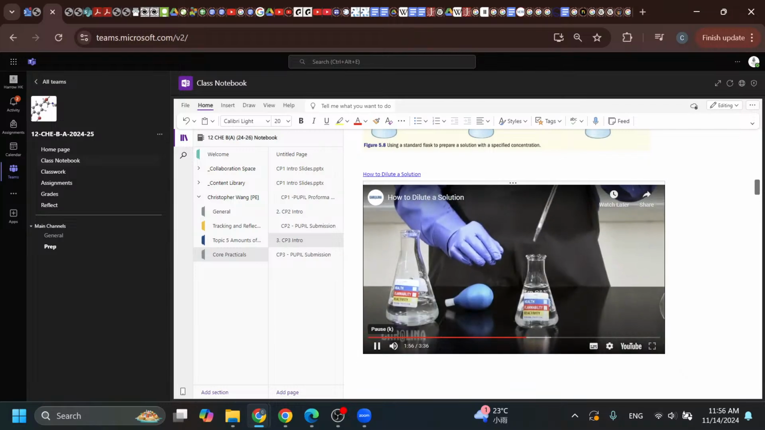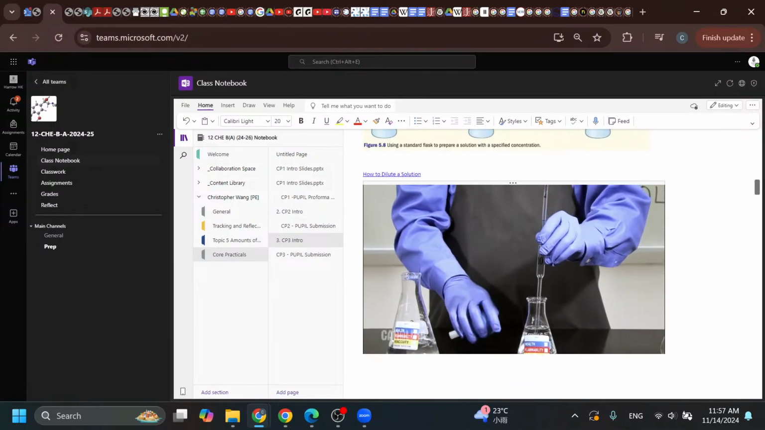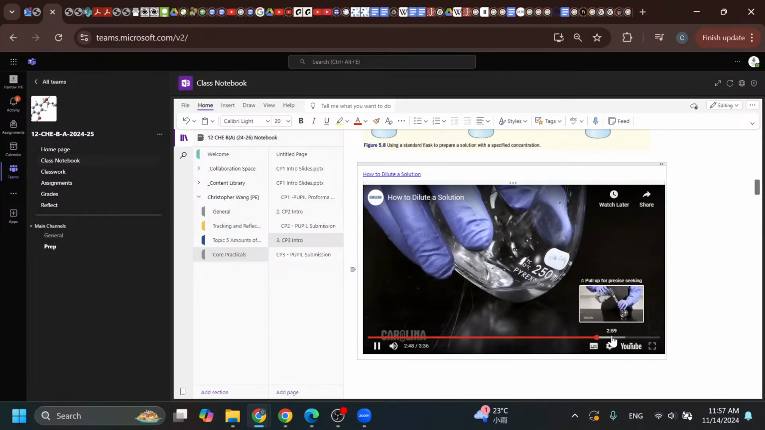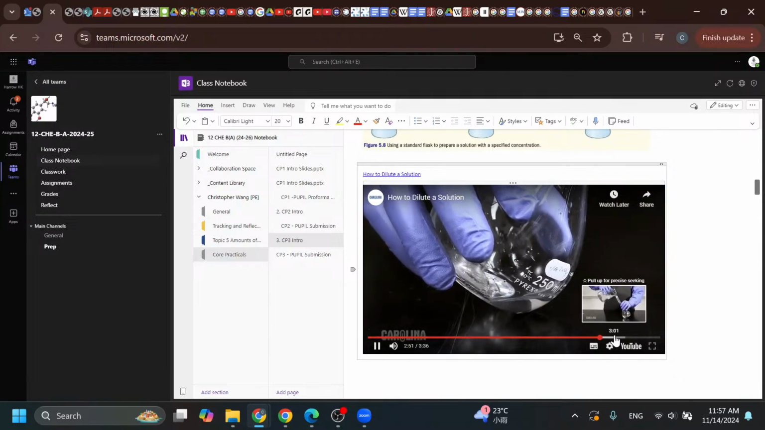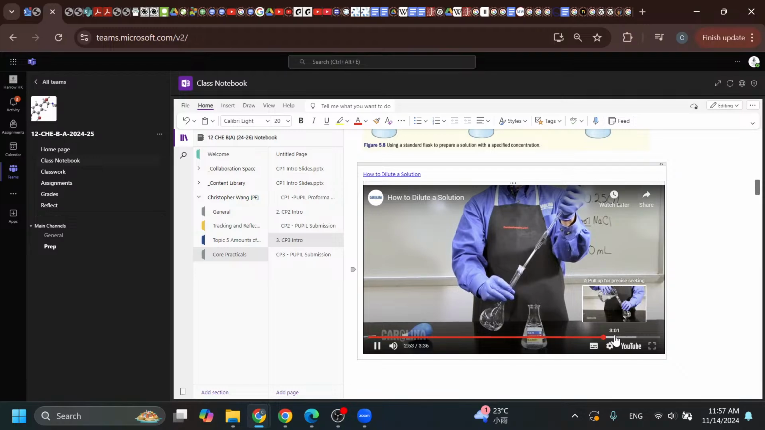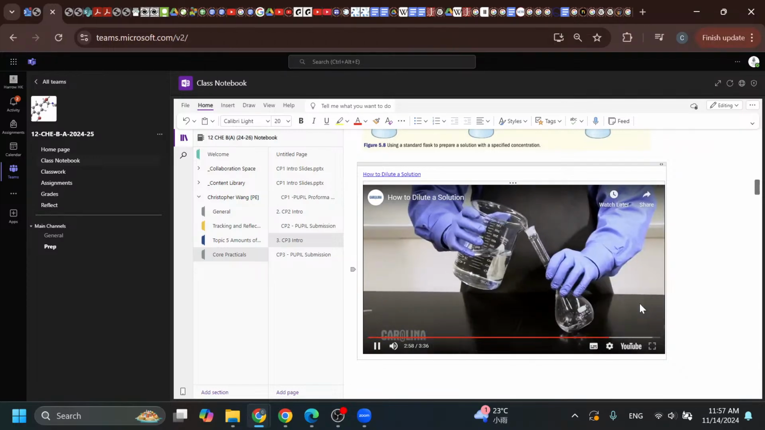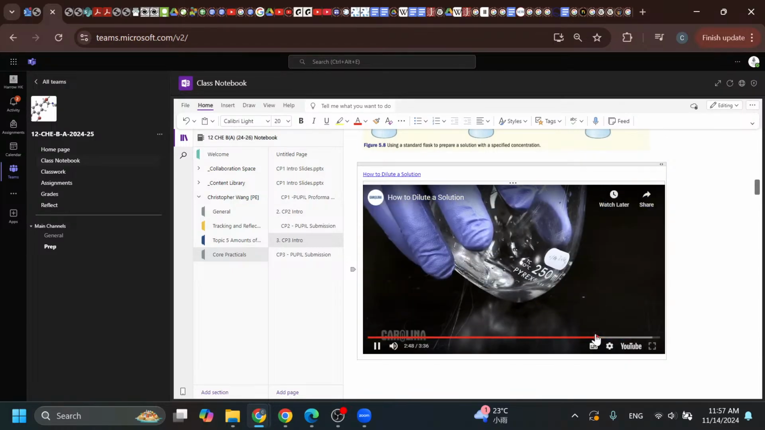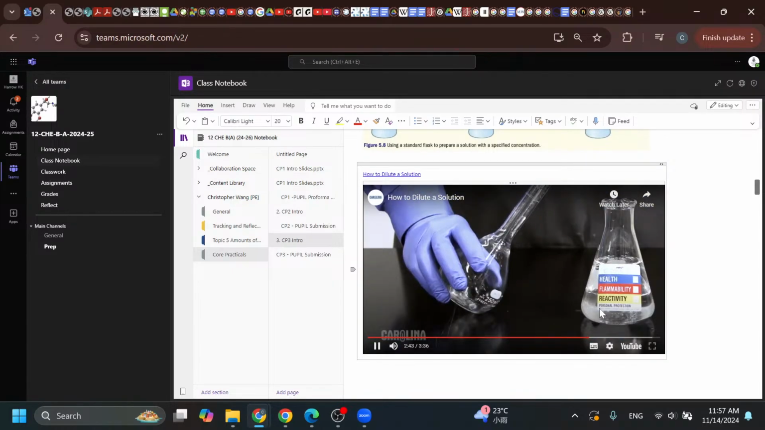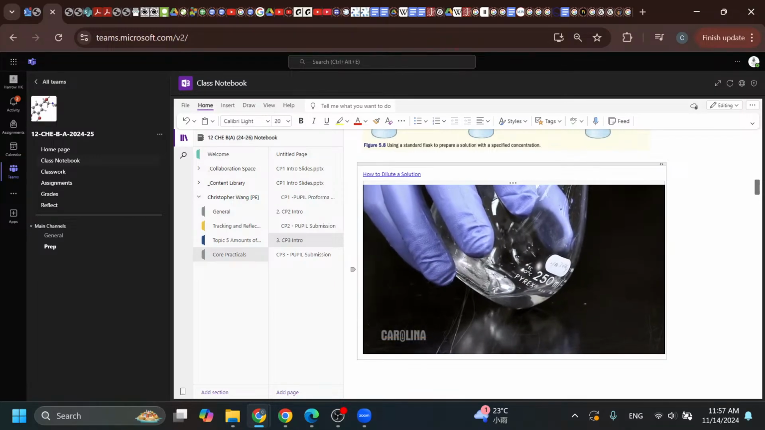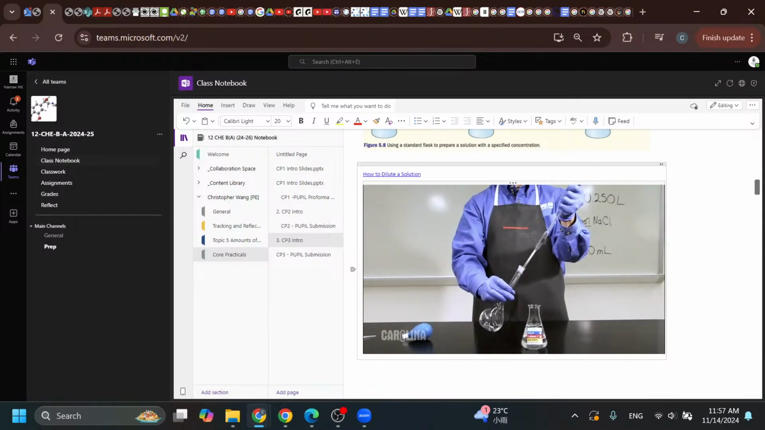Volumetric pipette. To use the pipette, place the pipette in the liquid to be marked on the pipette. Allow all of the liquid to flow out of the pipette. Do not use the bulb to force the liquid out, as pipettes are designed to deliver the exact amount of liquid, and there may be a small amount of liquid remaining at the end.